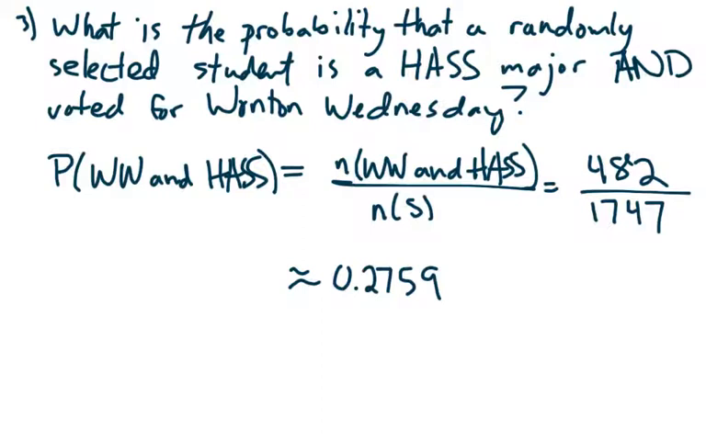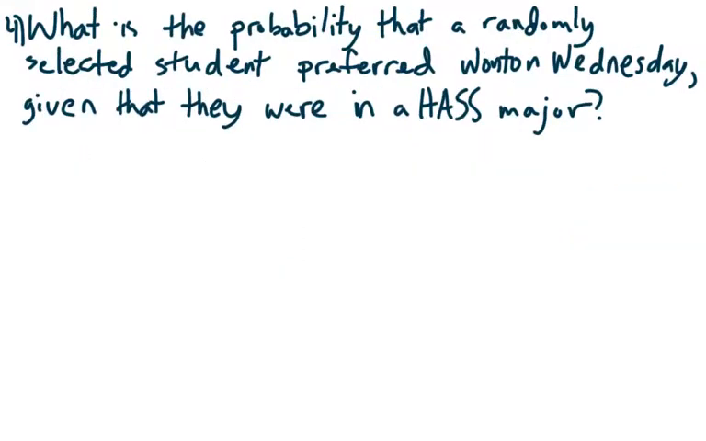Now the first 3 questions were just warm-ups. Can we read contingency tables? Because the next question is going to involve the new stuff, the conditional probability. What is the probability that a randomly selected student preferred Wonton Wednesday given that they were in a Haas major, that they were Humanities, Arts, or Social Sciences? Now if you'll recall the notation we used for conditional probability, this second one was the assumption. The probability of F, assuming that, or given that, E has already occurred. So it says here, trying to give you a nice easy phrasing for the first one, the probability that a student preferred Wonton Wednesday, given that they were in a Haas major.